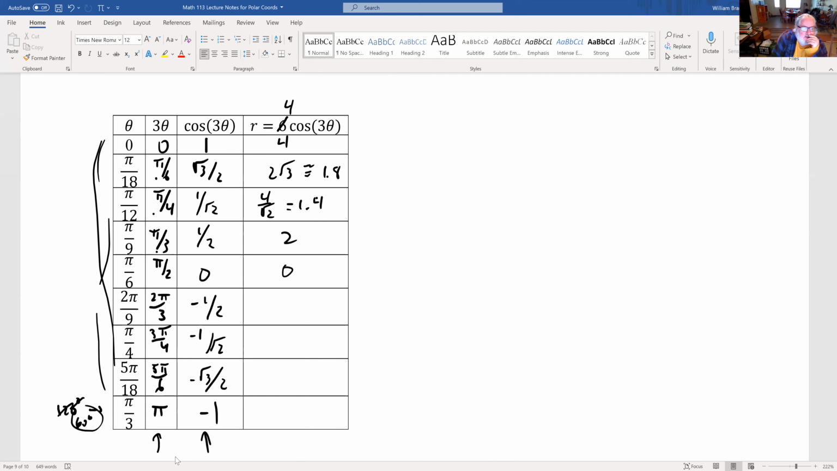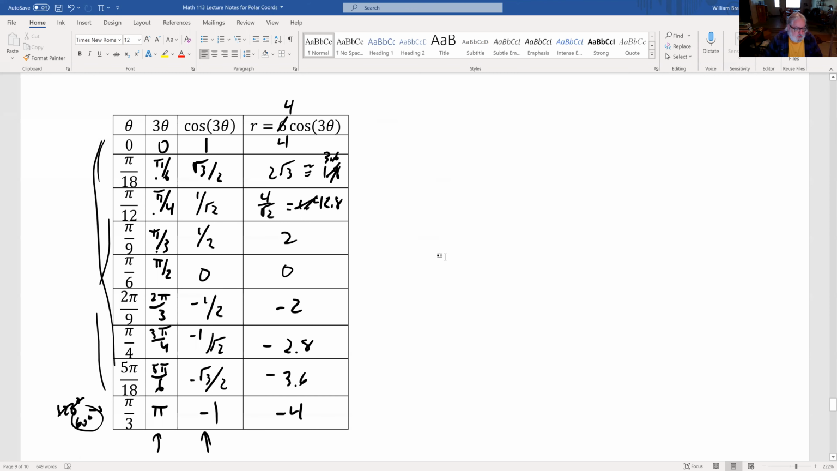I'm not quite right. That's 4. This should be 2.8, I think. 8 times 2. No, that's right, 1.8. 2 times square root of 2 is about 1.4. 1/2 times 4 is 2. That shouldn't be getting bigger there. Okay, got a little ahead of myself. This should be about 3.6. This should be about 2.8. That would be 2. This would be 0. Now this would be minus 2. This would be minus 2.8. This would be minus 3.6, and then minus 4.